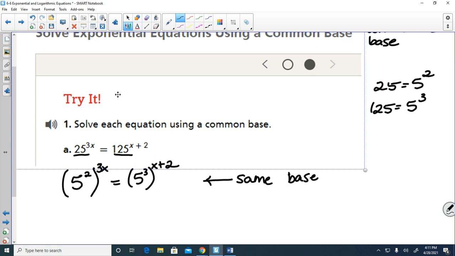Next, now that I have the same base, I'm going to simplify it a little bit with my property of exponents that says if you have a power to a power, you can multiply those exponents. So this would be 5 to the 6x equals 5. Now I'm going to distribute this 3 to the x and the 2, so 5 to the 3x plus 6. And now I really have the same base.